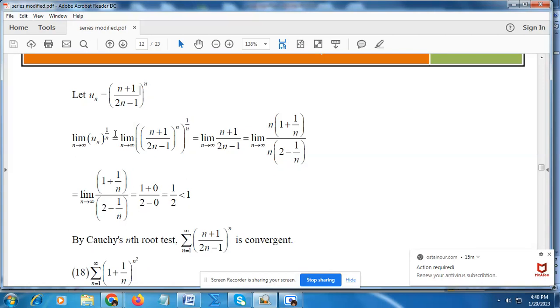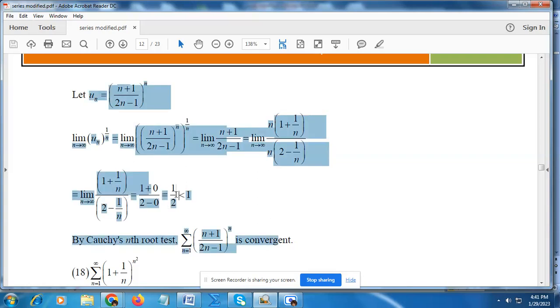Calculate limit un power 1 by n as n tends to infinity. The power n gets cancelled, and then we have n plus 1 by 2n minus 1. Take n common in the numerator and denominator. The n gets cancelled. As n tends to infinity, 1 by n tends to 0. So we have 1 by 2 minus 0, which is 1 by 2. Finally, the limit of un power 1 by n as n tends to infinity is half.